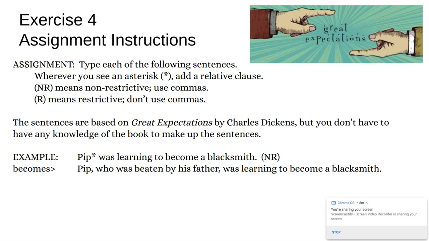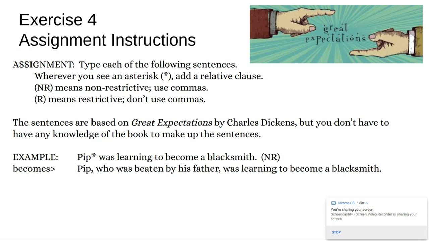So here's my example. It says, Pip, asterisk, was learning to become a blacksmith. So this one says NR. NR means non-restrictive, so we're going to use commas, okay? Pip is the boy's name. Pip is a person, right? So we're going to say, Pip, comma, who was beaten by his father, comma, was learning to become a blacksmith. And unfortunately, that did happen in the book.